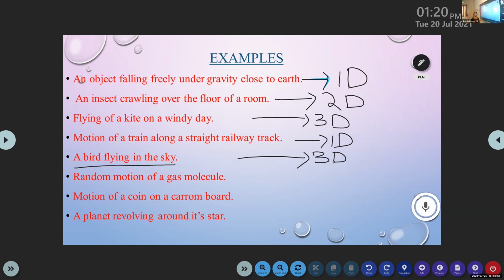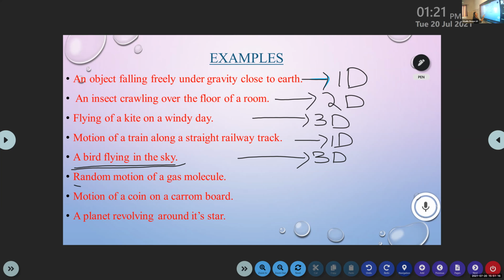A bird flying, not only by the x-axis or y-axis, we cannot specify the exact position of the bird. For that, the third axis is also required because of the movement of its wings. It is not only in the x and y axis. One more axis is required to specify the location of the bird. So it is a three-dimensional motion.